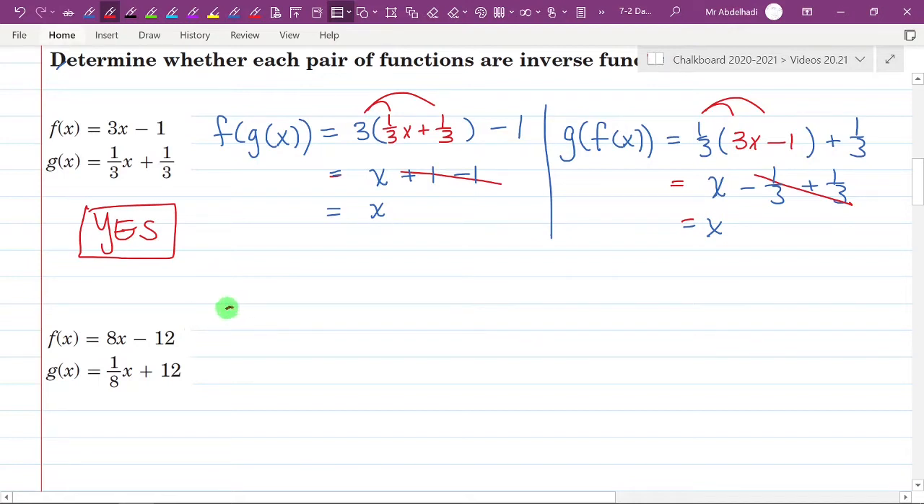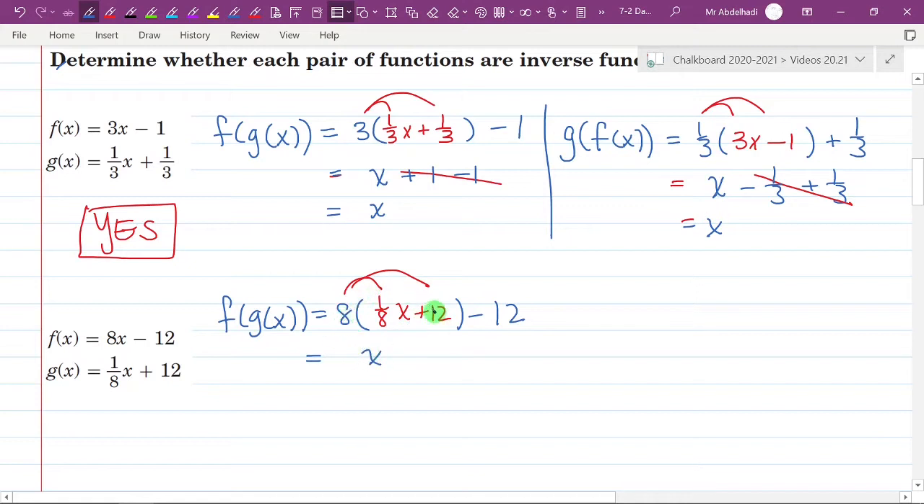So let's go. F of g of x first. First function is f, which is 8 blank minus 12. 8 blank minus 12. And here is g of x. All right. And now let's distribute. Okay. 8 times 1/8 is 1. They cancel out. And you just get an x.